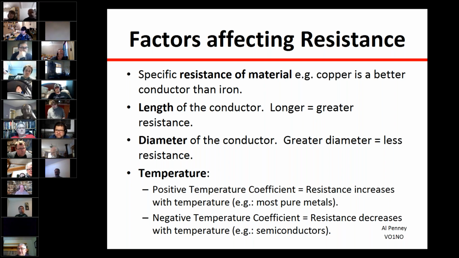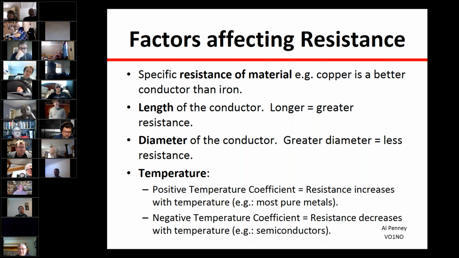Now, of course, there's the length of the conductor: longer means greater resistance. And the diameter of the conductor: the greater the diameter, the more path there is for electric current to flow, and therefore the less resistance. Some people condense the length and the diameter into the shape of the conductor. The shape determines the resistance. But when you're talking about wire, you're talking specifically about the length and the diameter of the conductor.